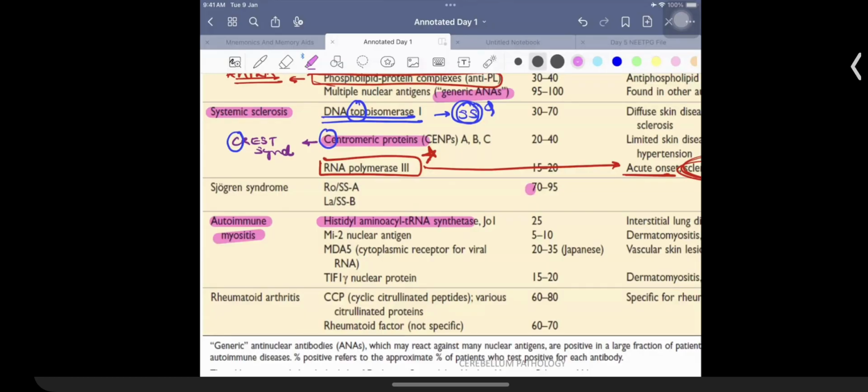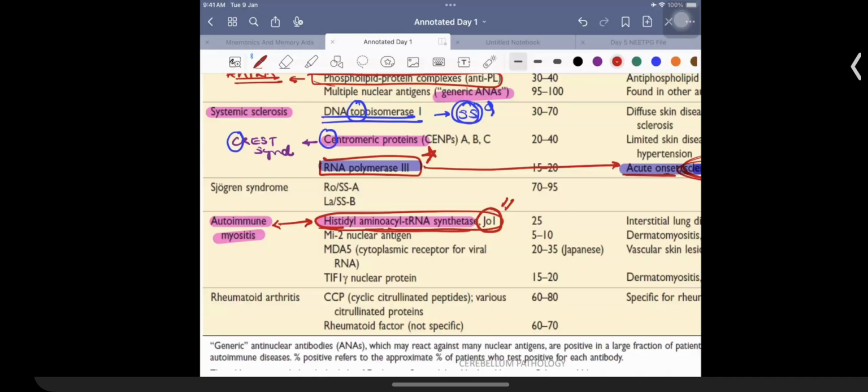RNA polymerase antibody is associated with acute onset of scleroderma crisis. If your patient has systemic sclerosis and has the RNA polymerase antibody, it means the patient can go into sudden severe hypertension. That is what is given the name of scleroderma crisis. If a patient has autoimmune myositis, he is expected to have the antibody given the name anti-Jo-1 antibody. It is also called histidyl tRNA synthetase antibody. Anti-Jo-1 was the old name, which is present in your question banks. The question asked in the INI exam was anti-histidyl aminoacyl tRNA synthetase.